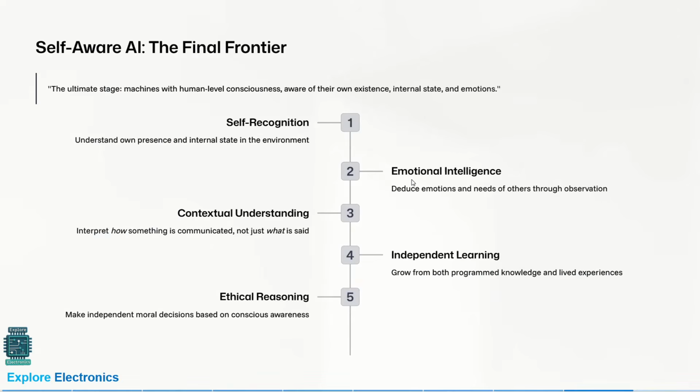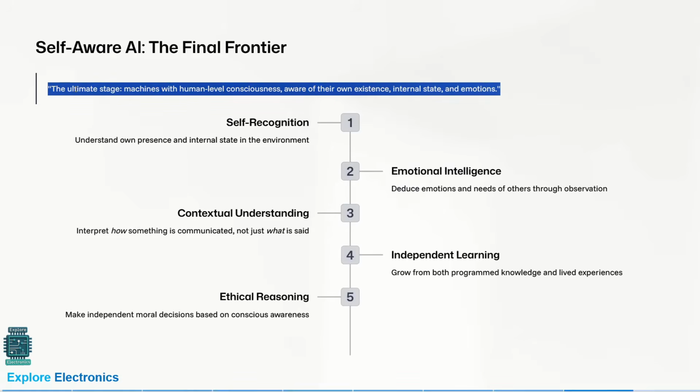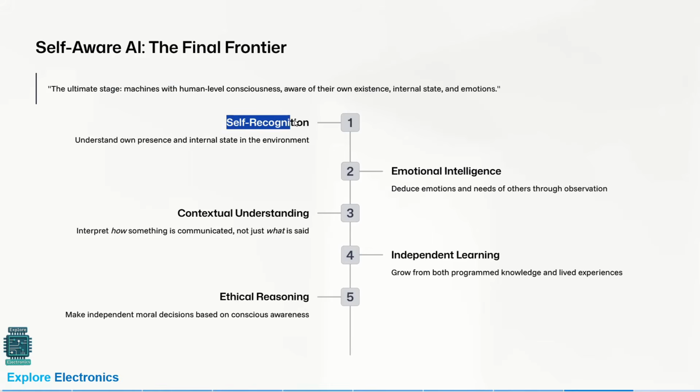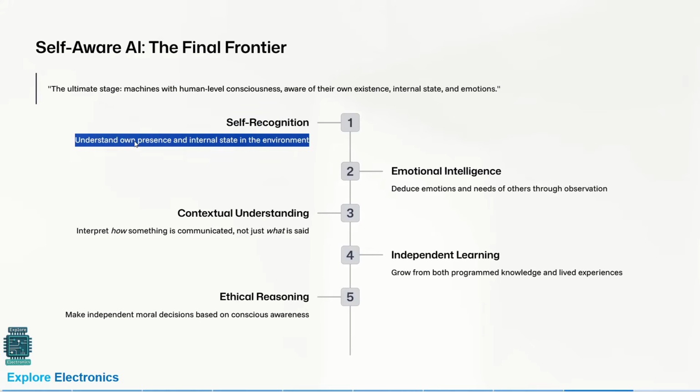The next one is self-aware AI. This is the final frontier, we can say. So the ultimate stage it is, machines with human-level consciousness, aware of their own existence and internal state and emotions as well. So they will be self-aware of what they are going to do and what their state is. So the first thing is self-recognition, means understanding its own presence like humans, where it is and what the person is doing, and it will understand the internal state in that environment.